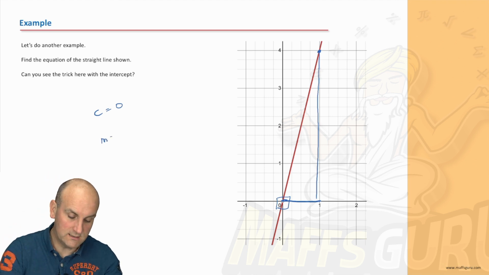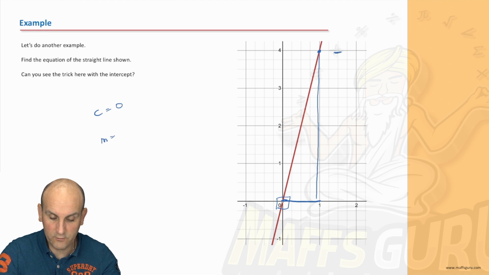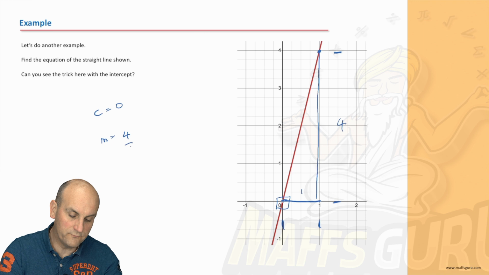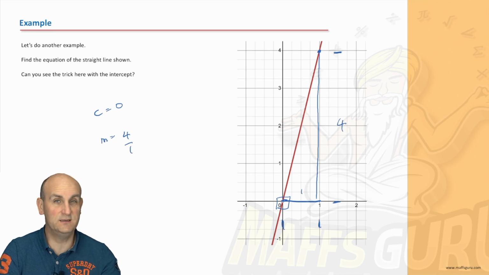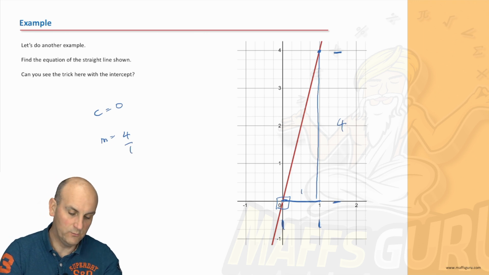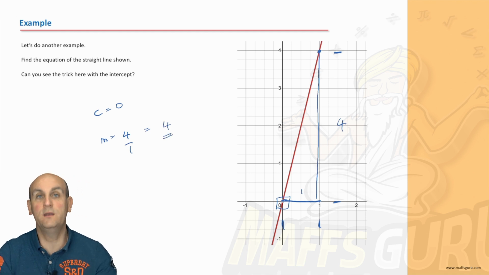So my gradient is equal to the rise. So I've got 4 to 0. From 0 to 4 is 4. And I'm going from 0 to 1, which is 1. So we've got 4 divided by 1. Is it positive or negative? It's positive, and in which case, that's just going to become 4. Again, because any number divided by 1 is always its number.